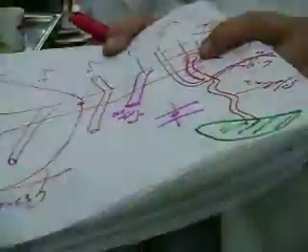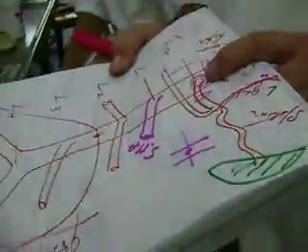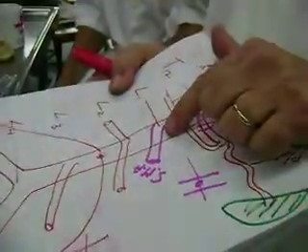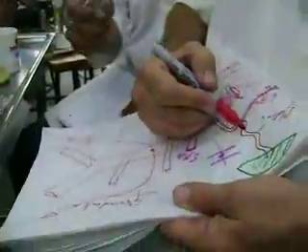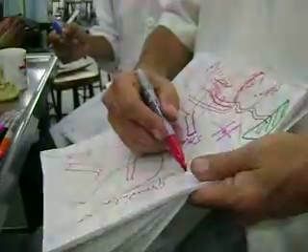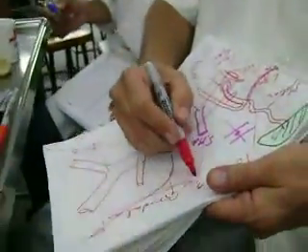Lower border of T12, celiac axis. L1, superior mesenteric artery. L2, this was the artery to what? Foregut. Superior mesenteric artery to the midgut.